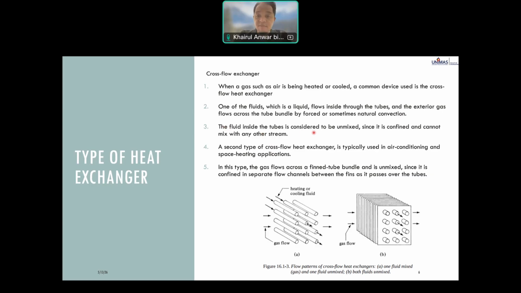The fluid inside the tube is considered to be unmixed since it is confined and cannot mix with any other stream. The second type of cross flow exchanger is typically used in air conditioning and space heating applications. In this type, the gas flows across a finned tube bundle and is unmixed since it is confined in separate flow channels between the fins as it passes over the tube.